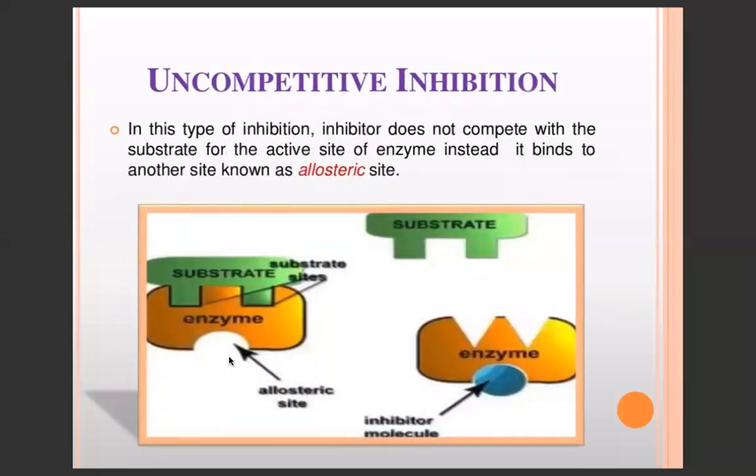Uncompetitive inhibitor binds at an allosteric site. It will not compete with the substrate to attach to the active site. It will attach to a separate site on the enzyme. So it is uncompetitive; it does not compete with the substrate to attach to this site.